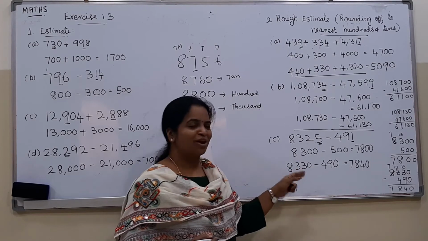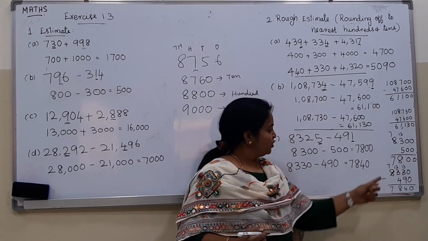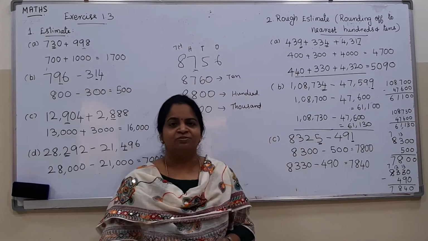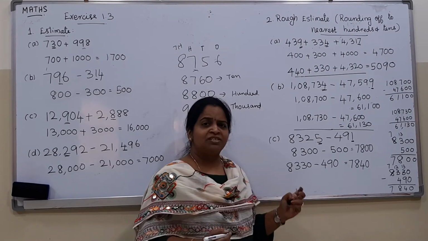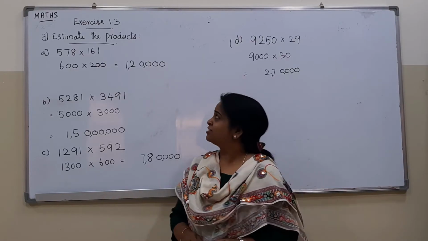So subtract 490 from 8,330. Don't copy from my answer. You are going to do by yourself. Okay, children? Answer is 7,840. Next one is D sum, that you are going to do by yourself. We will see the third sum.